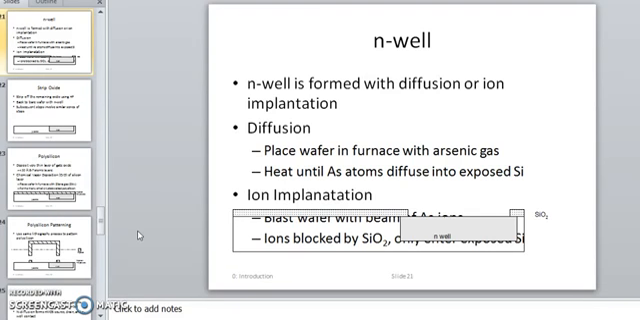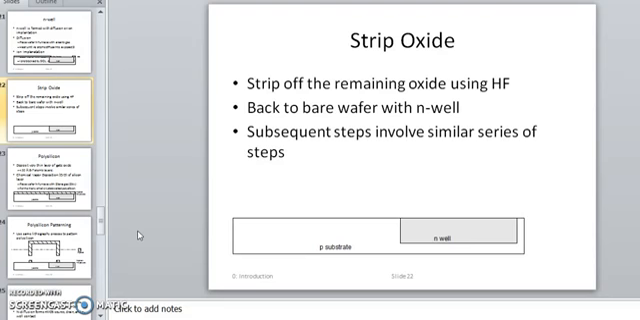The N-well is formed with diffusion or ion implantation. Diffusion is to place the wafer in the furnace with a dopant gas and heat it until atoms diffuse into the exposed silicon, or ion implantation is done. Next is strip oxide. Strip off the remaining oxide using HF. We have to create the source and drain terminals, so we strip out the remaining oxide using hydrofluoric acid.